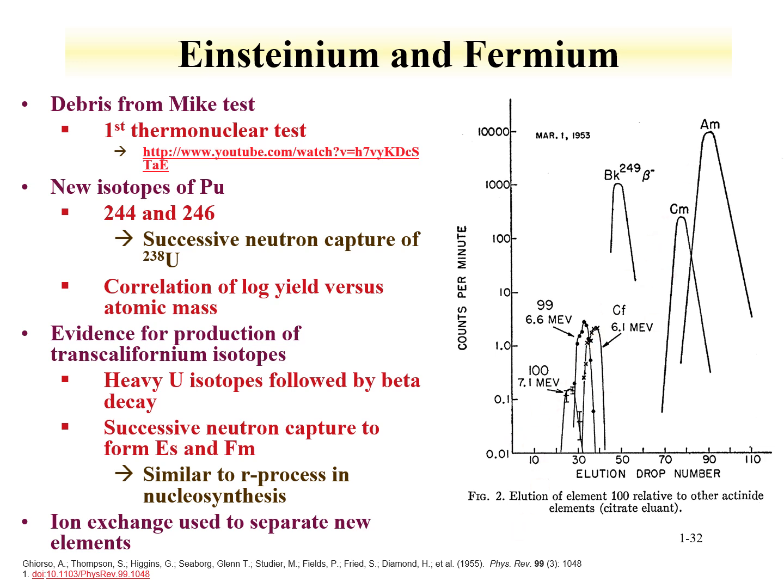This was the first time there was production of trans-californium isotopes. So you would make these heavy uranium isotopes followed by beta decay. They made einsteinium and fermium. And as we will discuss in nuclear processes, this is similar to the r process that stars go through, the rapid process, and how elements are made. And as we described earlier, for americium and curium, ion exchange was used to separate these elements.